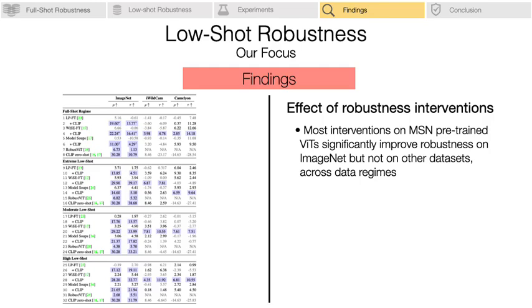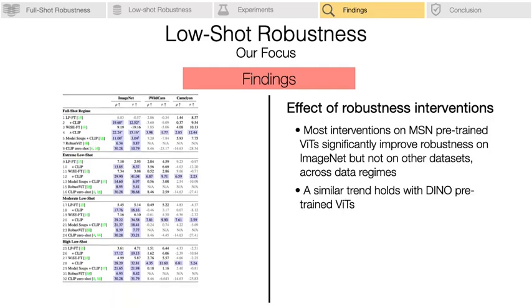Overall, most interventions using MSN pre-trained ViTs significantly improve robustness on ImageNet, but not on other datasets, as shown by the blue highlighted numbers. A similar trend holds with DINO pre-trained ViTs.